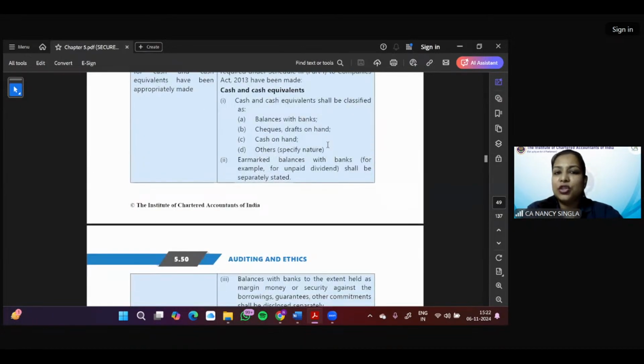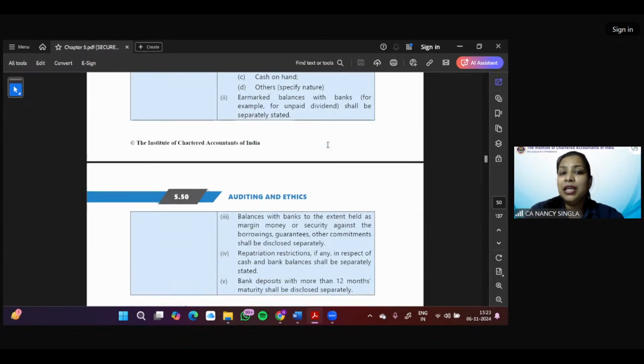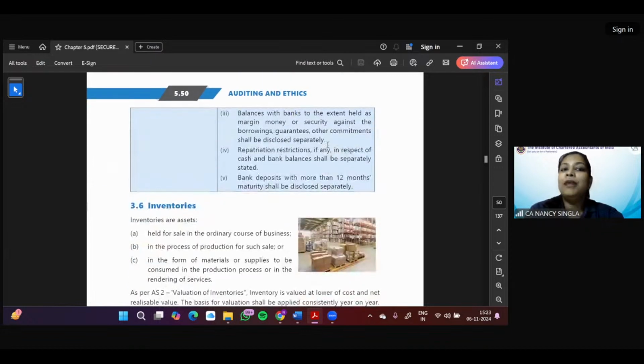So cash and cash equivalents shall be classified as balances with bank, checks, drafts on hand, cash on hand, and others. Earmarked balances, that is balances which are set aside for some specific purposes like your unpaid dividend, they shall be stated separately, right? Balances with bank to the extent held as margin money or security against the borrowings, guarantees, other commitment, that shall be disclosed separately.